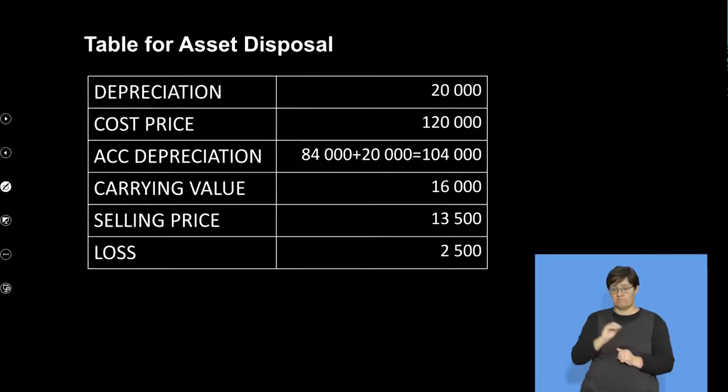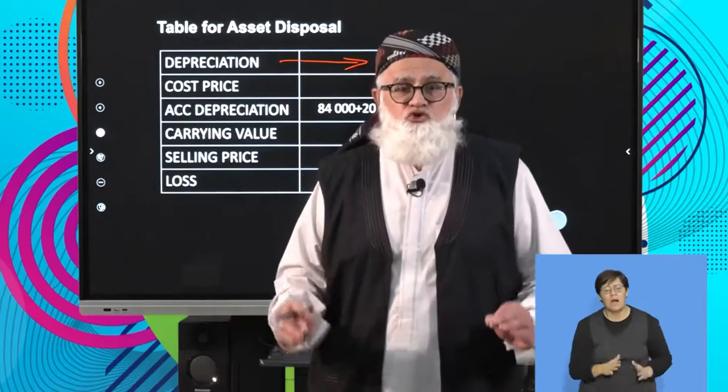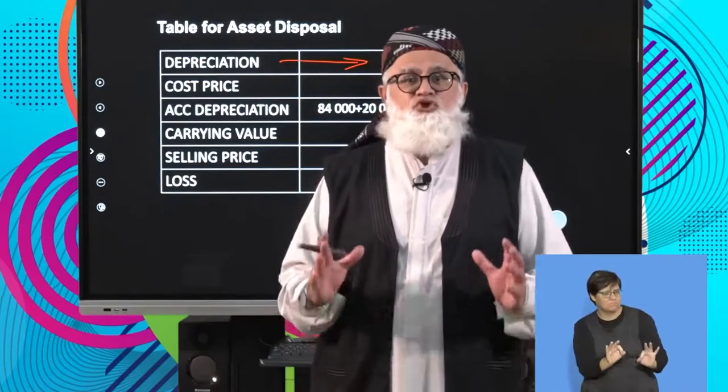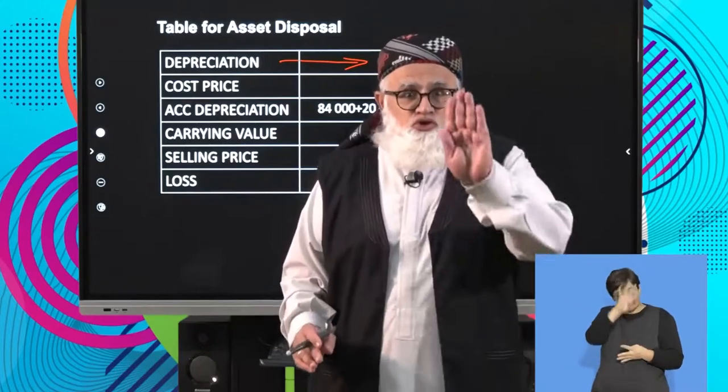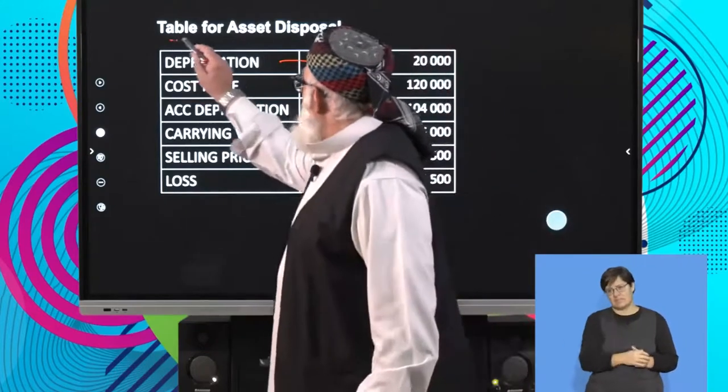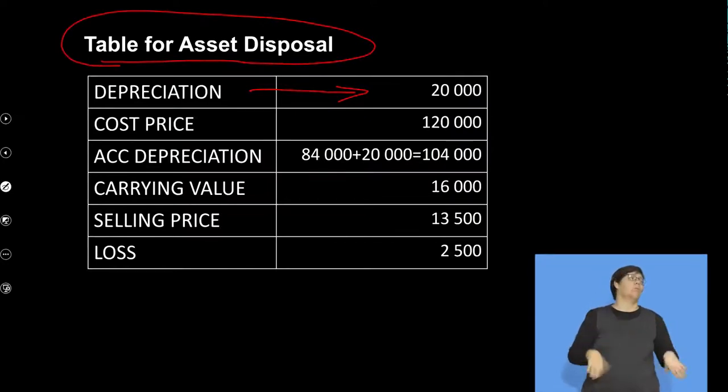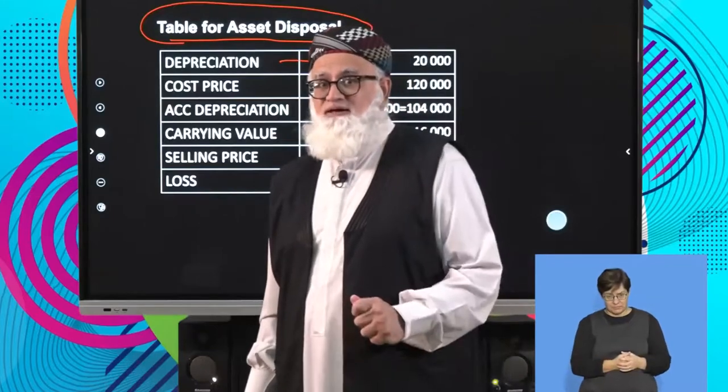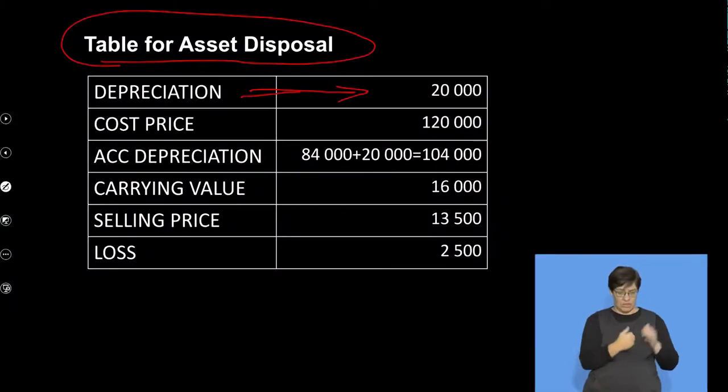So therefore, step number one, remember I said, and I'm nagging now, because I want you to please make sure, whenever you're doing a question on asset disposal, to draw up the table. This table for asset disposal is of extreme importance. As you have seen already, once you have the information in here, it makes your task much, much easier. Okay, so that one is done. The depreciation amount is calculated to be 20,000 Rand.